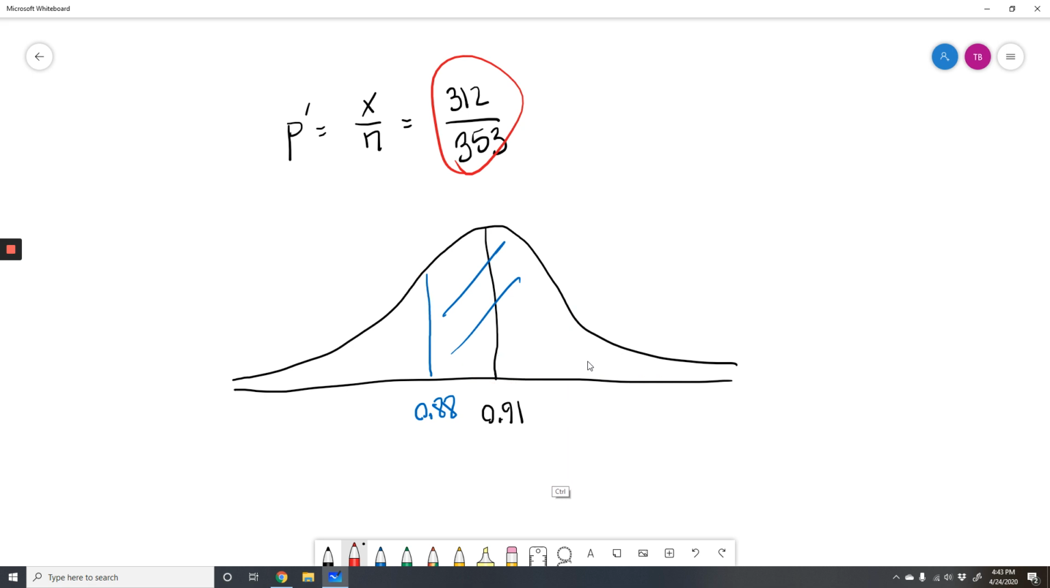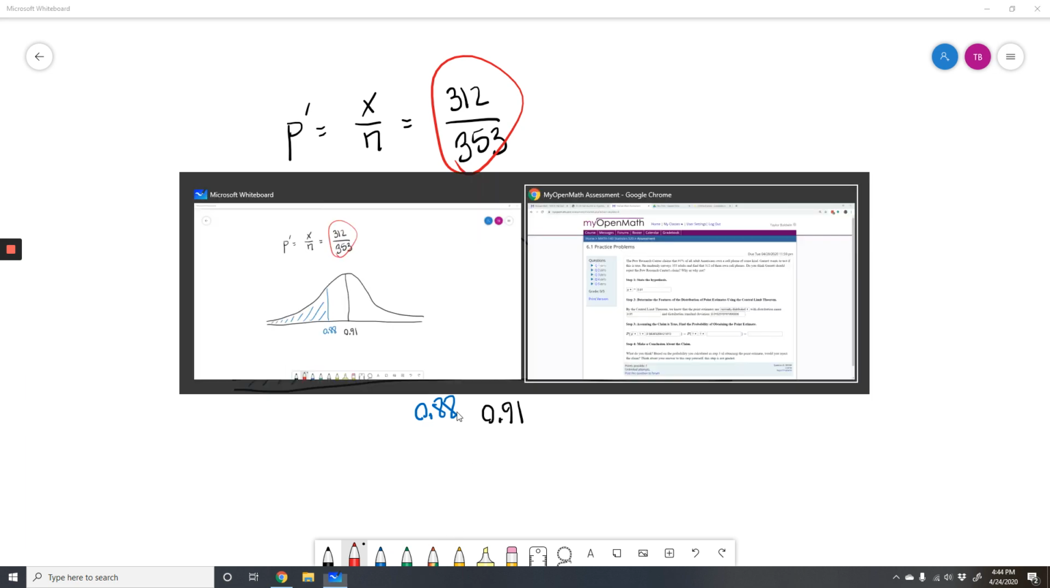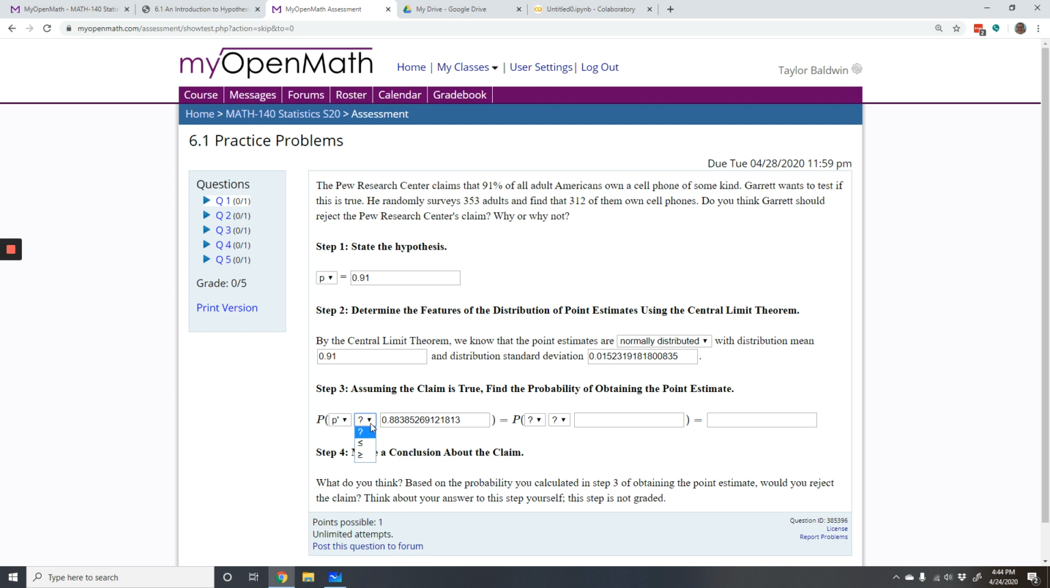So we want to go in the direction of whatever tail our sample proportion is closer to. So in this case, we want the area to the left of 0.88 in the lower tail, because those are the more extreme values than 0.88. Those are the values further from that supposed mean of 0.91. Okay, so in this case, that means if I want to go to the left, that would be less than or equal to, right?